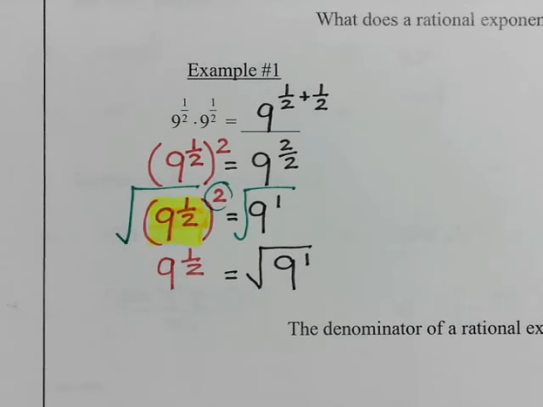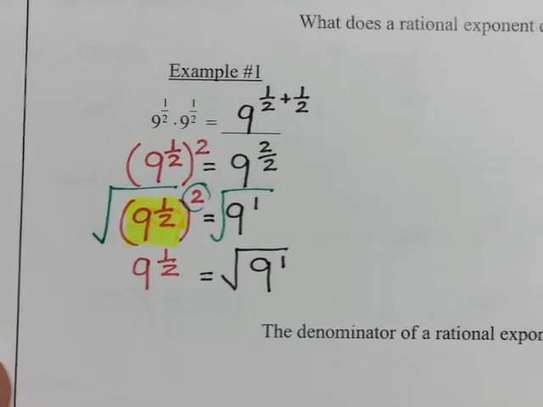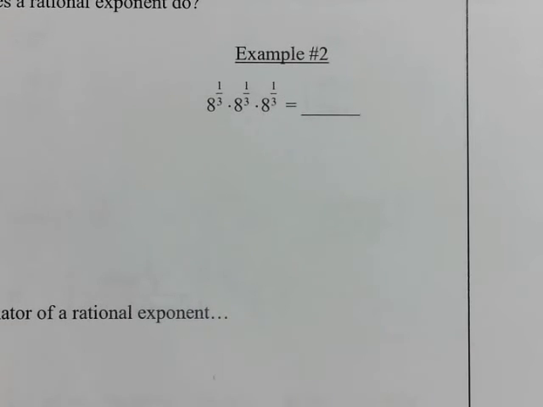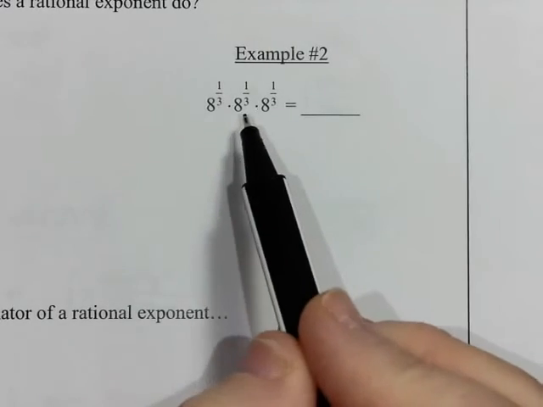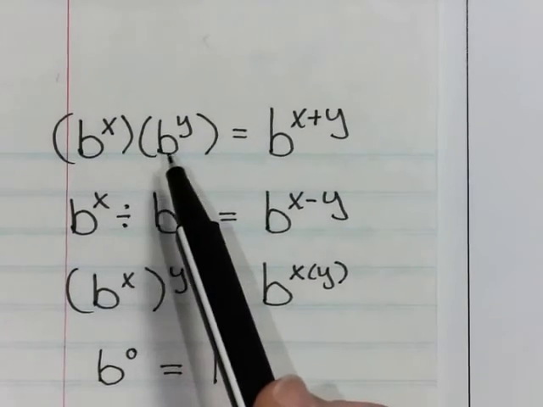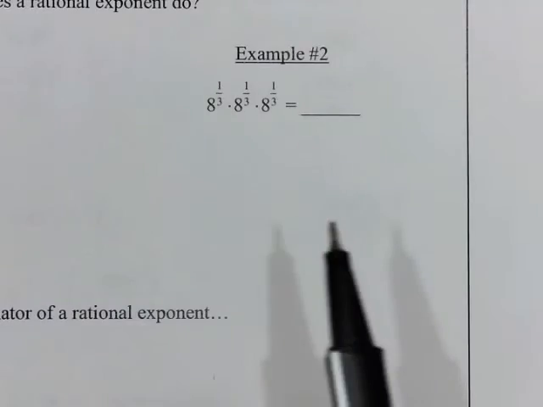All right, there is one more example, and then we're going to look for a pattern. Here, I have 8 to the power of 1/3 times 8 to the power of 1/3 times 8 to the power of 1/3. So we're going to start this the same way we started it last time. We are going to try to use exponent laws. So these all have the same base. We said that when you multiply 2 things with the same base, you can add the exponents.